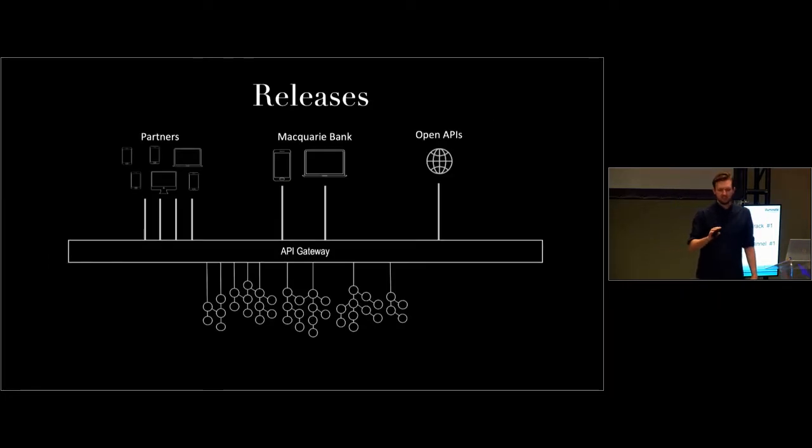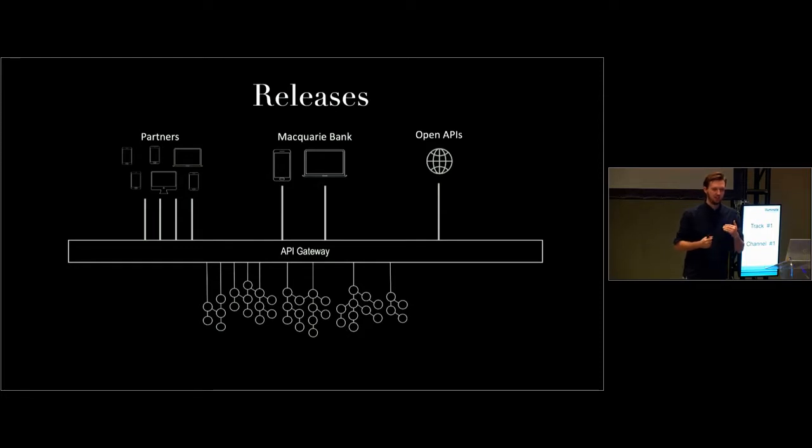So just look at releases here. What I've drawn up here is all of the channels that connect through to our banking APIs. So we've got maybe up to 100 channels. It's not just Macquarie channels connecting through to the banking APIs, but partners as well. So these are other companies that build their own mobile apps that will connect through to those APIs as well. And we also have the growth of more open APIs for banking. So you've got a lot of different channels to manage out there.